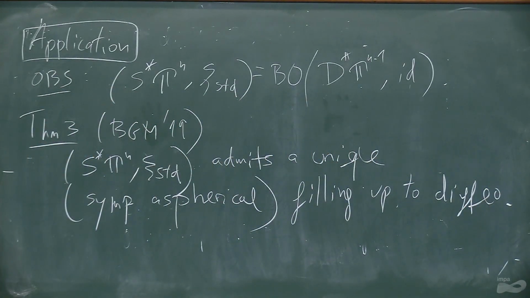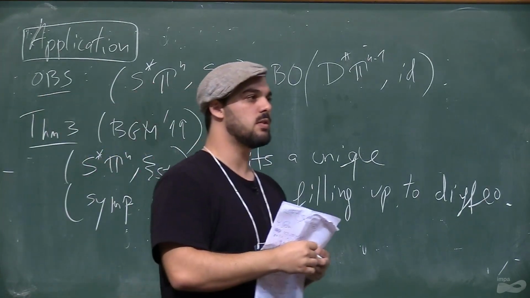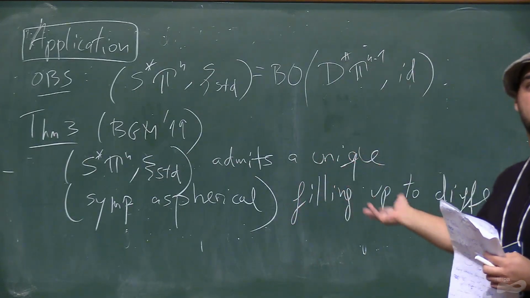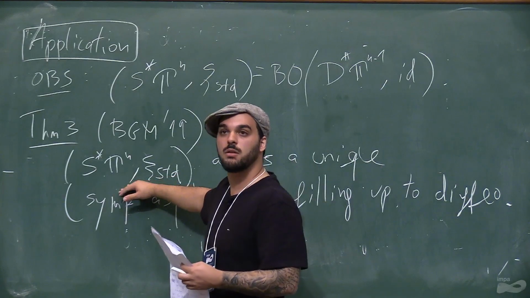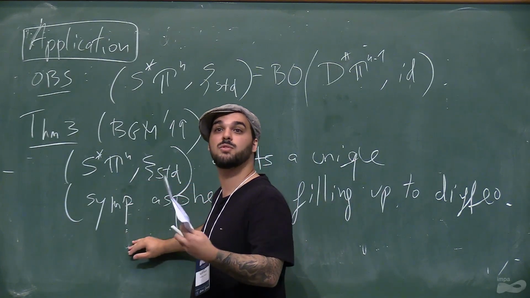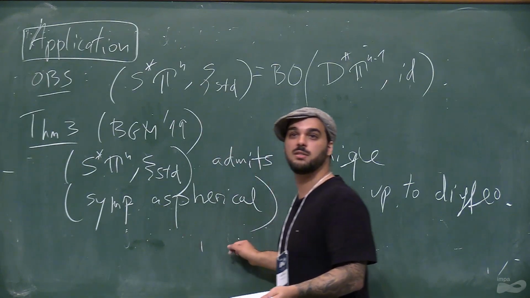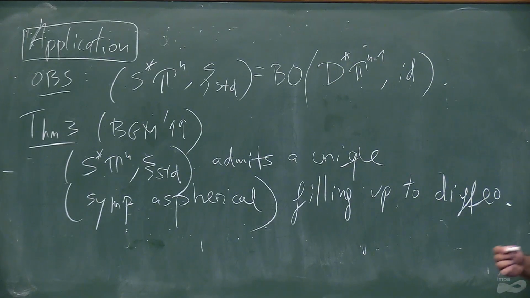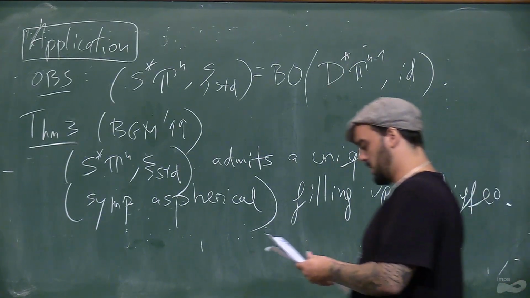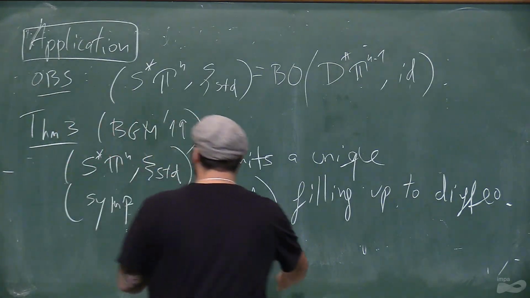And this is already a generalization, let's say a high-dimensional version of a result by Wendl. So in dimension 3, Wendl showed that T3 with a standard contact structure admits a unique filling up to symplectomorphism. So you actually remember the symplectic structure. This is a bit weaker, but it's in any dimension. So this is a smooth version of that.